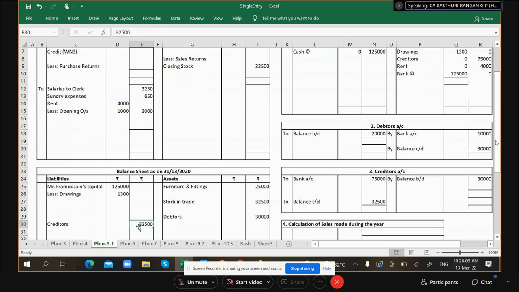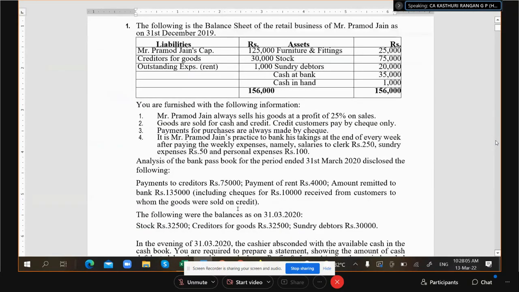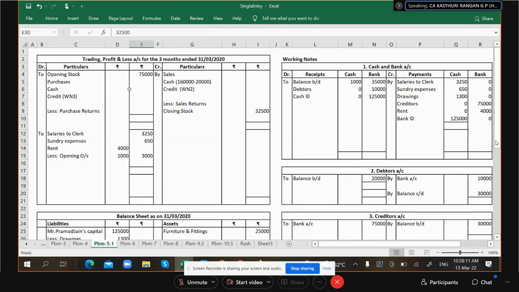Okay, that's all. Now see, we have recorded all the information given in the problem. But still, we have not found what is a cash purchase, what is a credit purchase, what is a cash sale, what is a credit sale. All that we do not know. Unless we know that, we can't find the gross profit or gross loss.